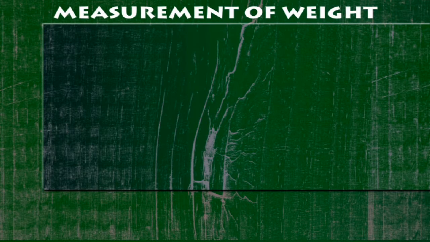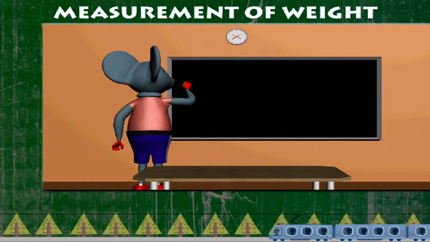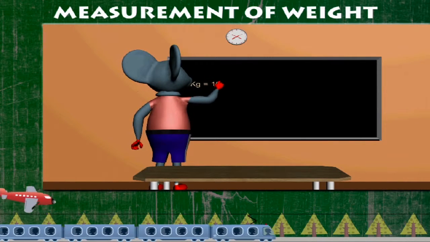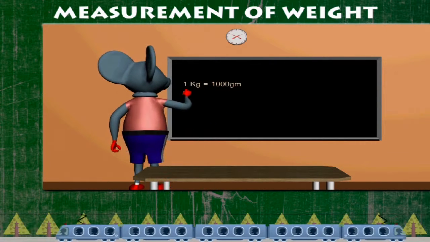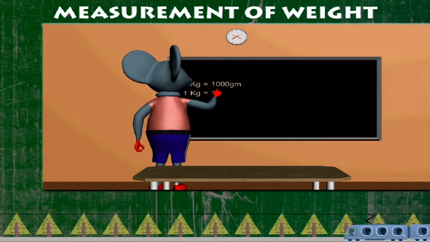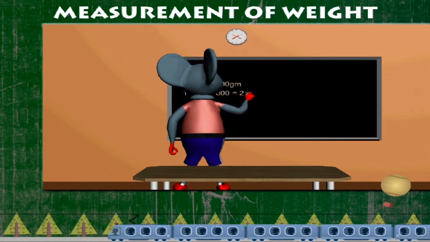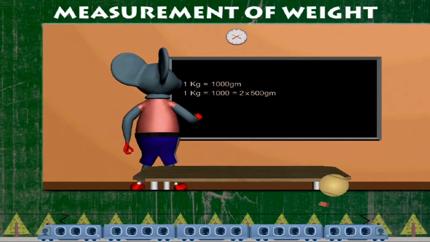Measurement of weight. Robbie Mouse is early in class to revise the unit of weight measurement. He writes on the board that 1 kilogram is made up of 1000 grams. 1 kilogram is also made up of 2 parts of 500 grams, or half kilogram is 500 grams.